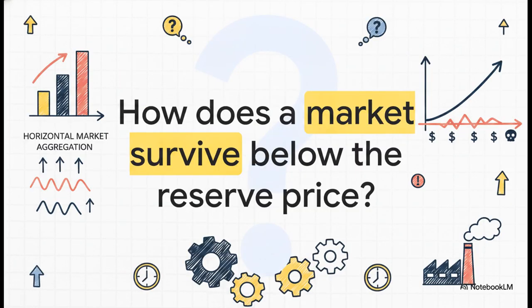Which leaves us with a pretty provocative thought. We know exactly how a market aggregates supply when prices are healthy. But if severe market forces push prices below absolutely everyone's reserve price, does the entire industry just completely pause? It's a stark reminder that while these curves look nice and smooth on a graph, they are ultimately bound by the brutal realities of survival.